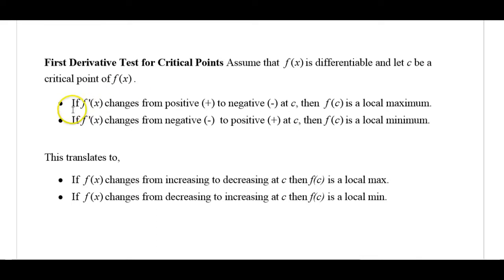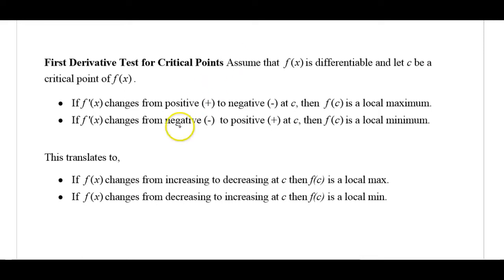The first derivative test says that if f prime changes from positive to negative at c, so if the derivative changes from positive to negative at c, then f of c is a local maximum. If f prime of x changes from negative to positive at x equals c, then f of c is a local minimum. So let's see what this translates to so that we can understand it just a little bit better.